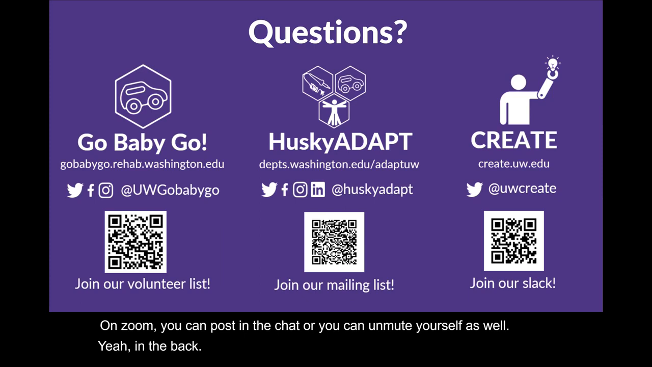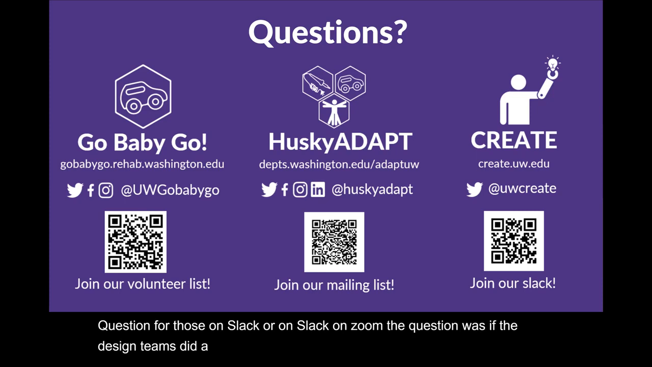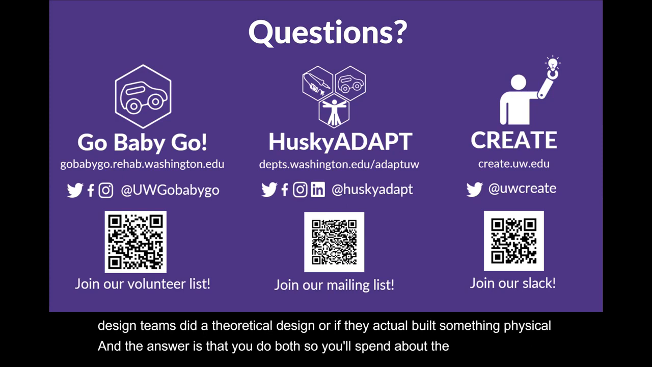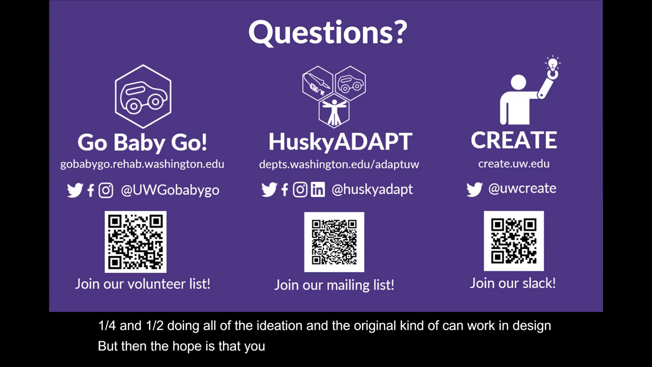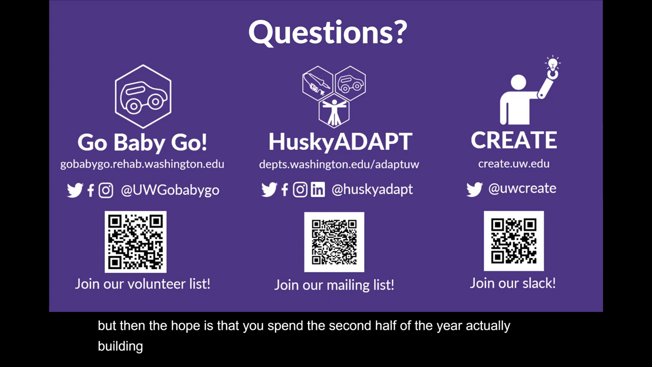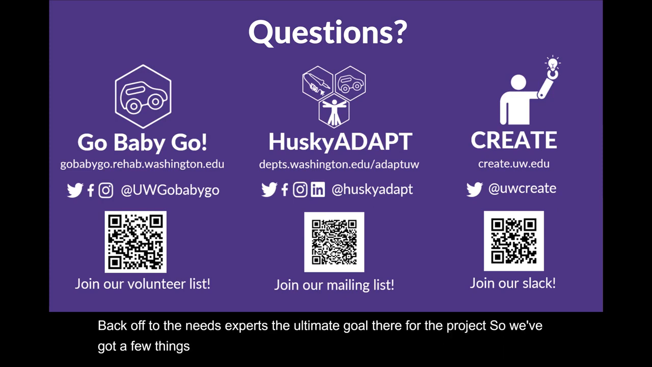Yeah, so question for those on Slack or on Zoom. The question was if the design teams did a theoretical design or if they built something physical. And the answer is that you do both. So you'll spend about the first quarter to a quarter and a half doing all of the ideation and the original kind of CAD work and design. But then the hope is that you spend the second half of the year actually building physical prototypes that ultimately could be passed back off to the needs experts. That's the ultimate goal there for the project. So we've got a few things up here today that are in that early prototype stage for you to check out.